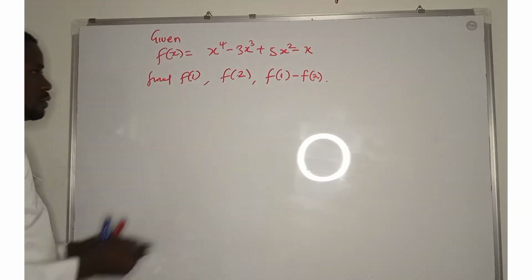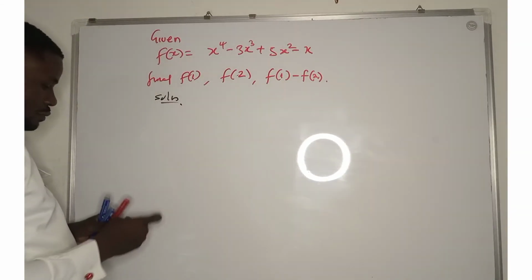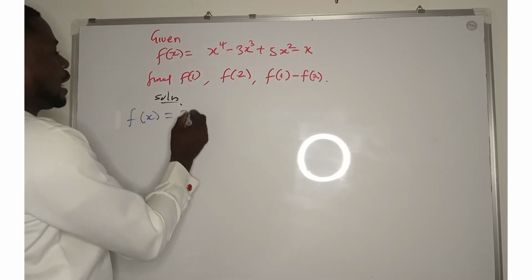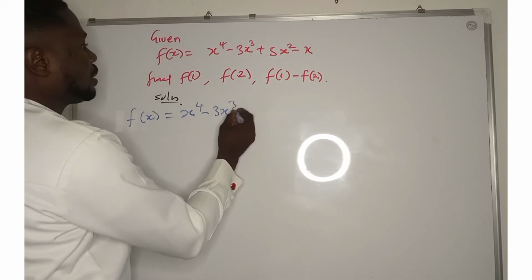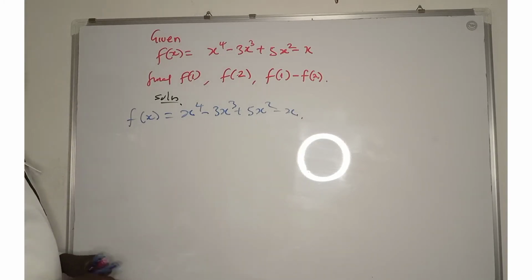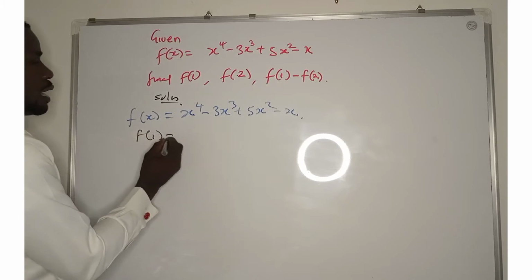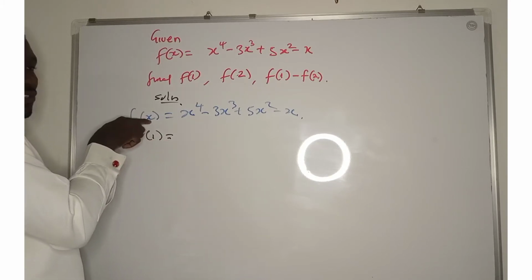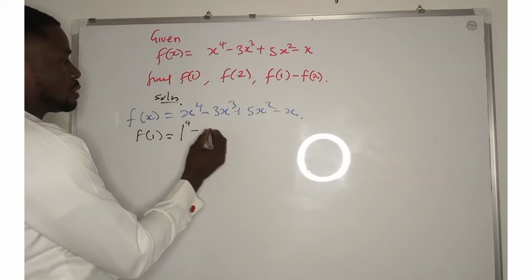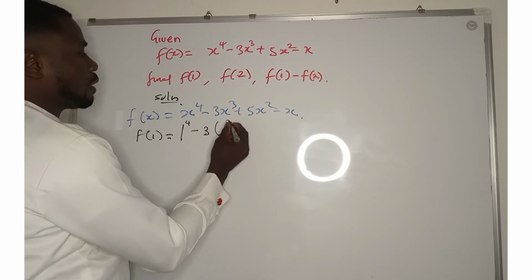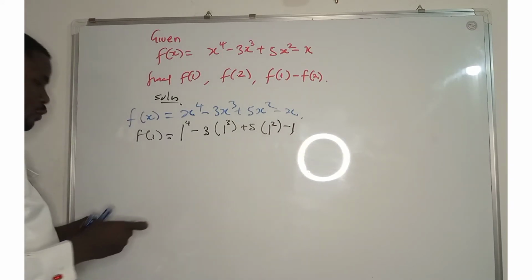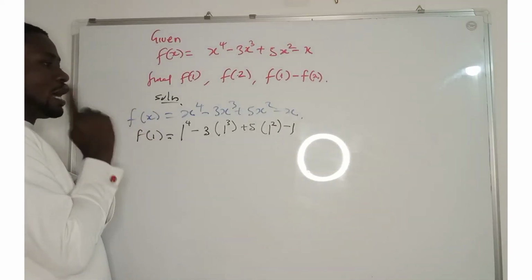Now, solution. Remember, we've been given f of x is equal to x raised to power 4 minus 3x raised to power 3 plus 5x raised to power 2 minus x. Now, we're asked to find f of 1. F of 1 means that in place of x, we should substitute 1. And that will give us 1 raised to power 4 minus 3 into 1 raised to power 3 plus 5 into 1 raised to power 2 minus 1. Remember, wherever we have x, we have to substitute the value 1.